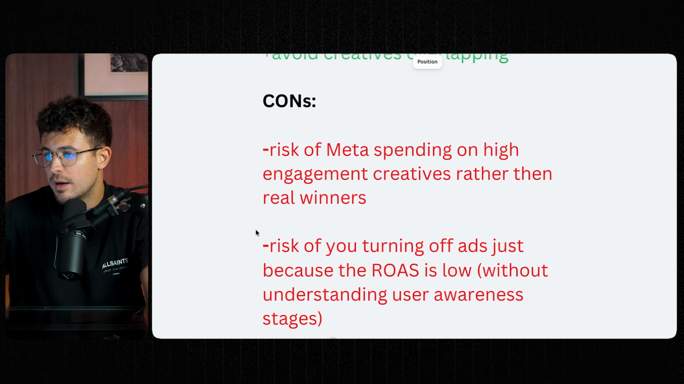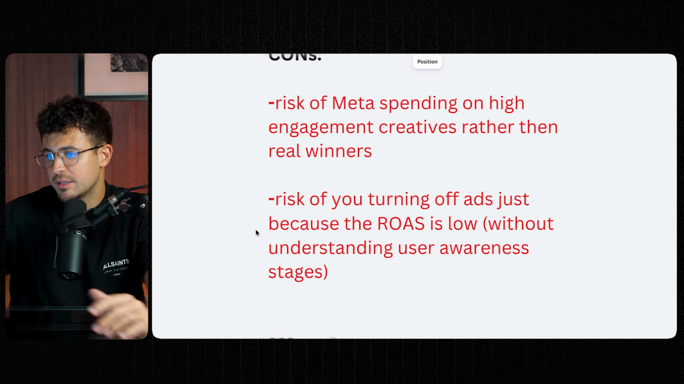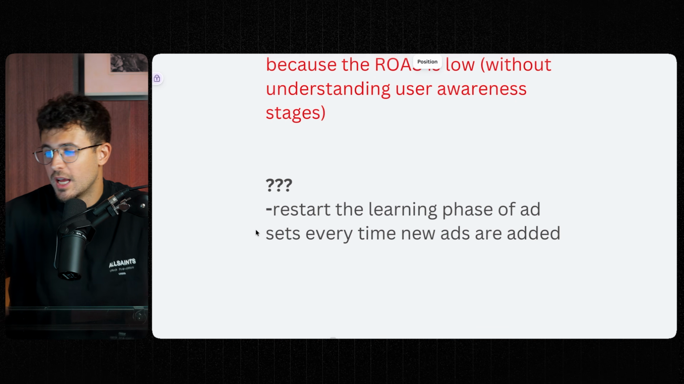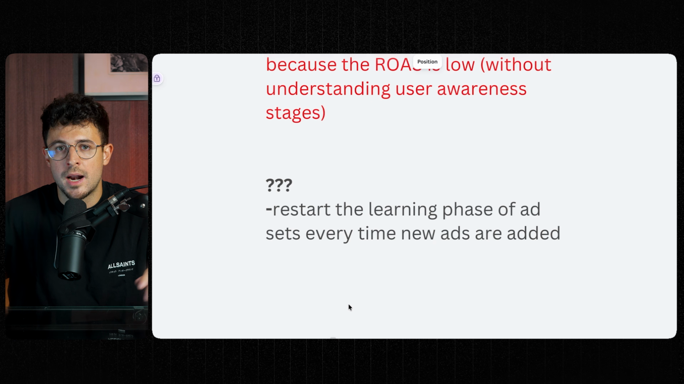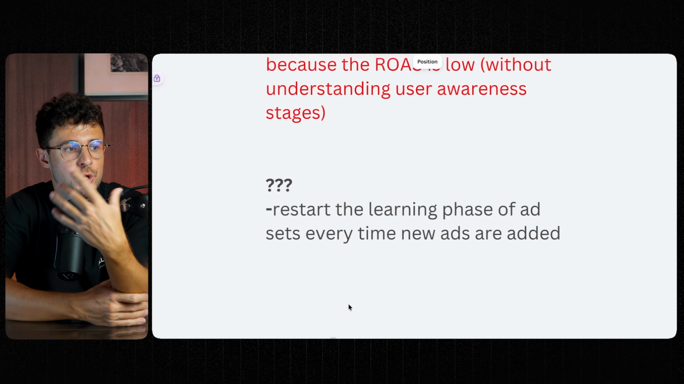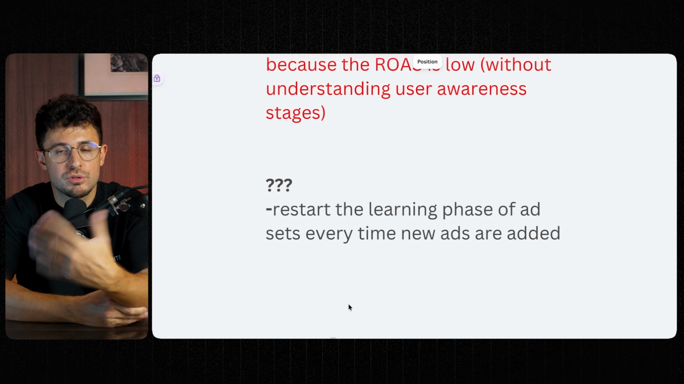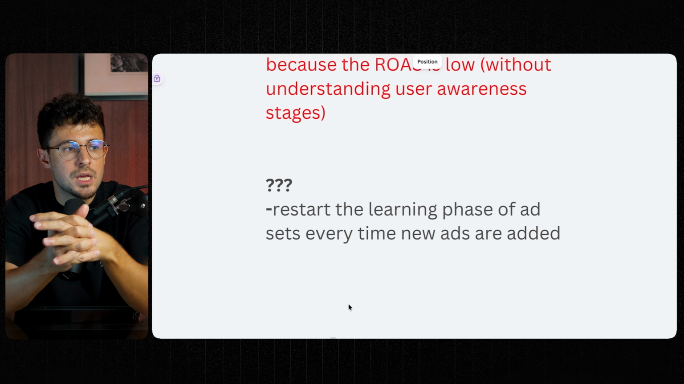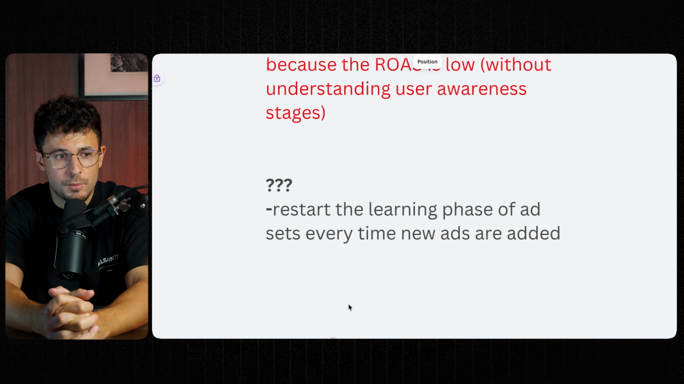What are the cons? The risk of Meta spending on high engagement creatives is very similar to the others. And then there is this question mark con, which is basically that it restarts the learning phase of an ad set every time new ads are added, because when you add new creatives inside the ad set, you're restarting the learning phase. But the big question here is: is this actually going to decrease your performance or not?